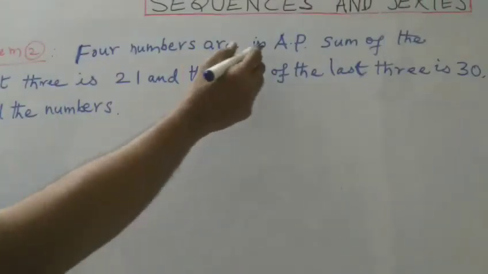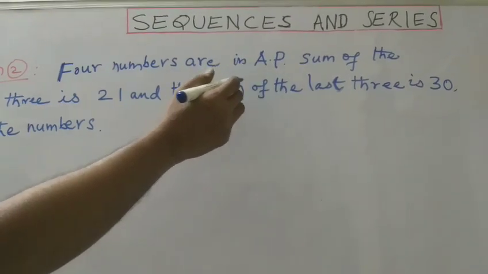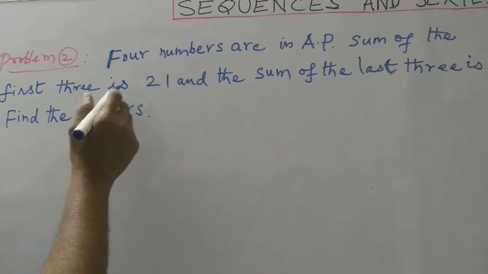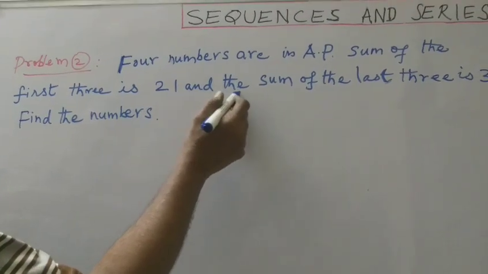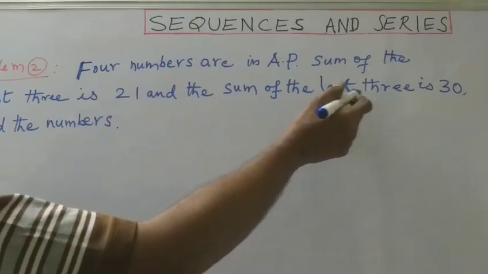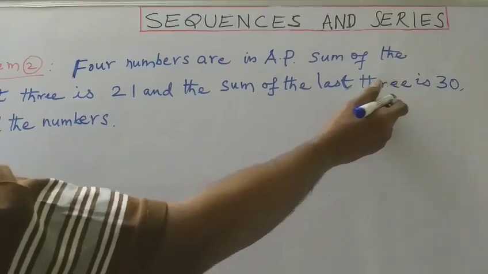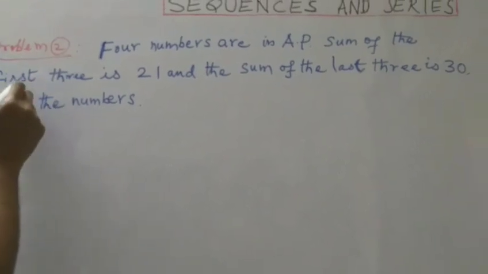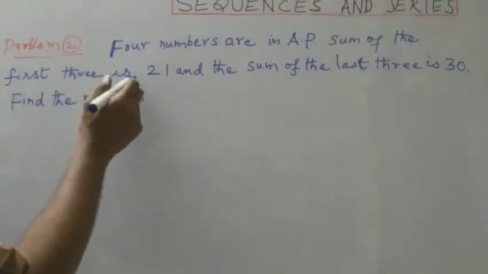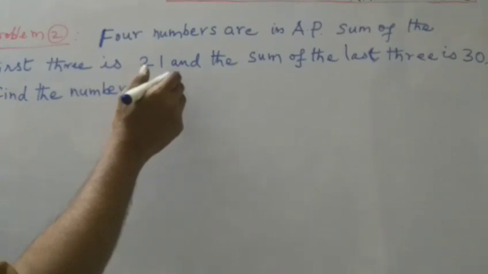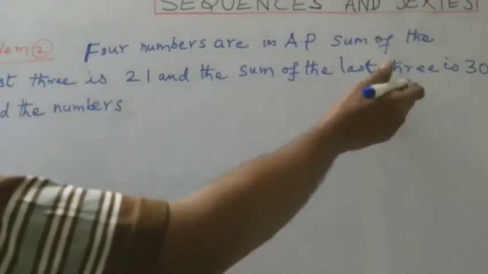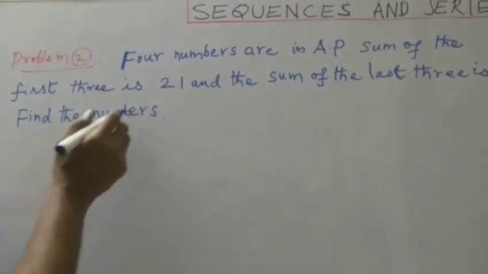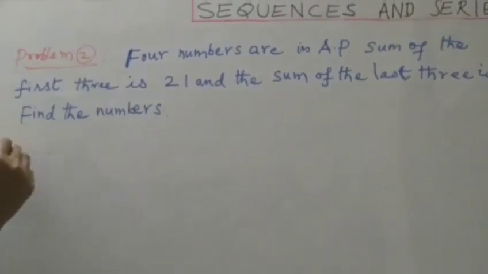Four numbers are in arithmetic progression. The sum of the first three is 21 and the sum of the last three is 30. Find the numbers. We are given the sum of the first three numbers is 21 and the sum of the last three numbers is 30. By using this we have to find those four numbers.